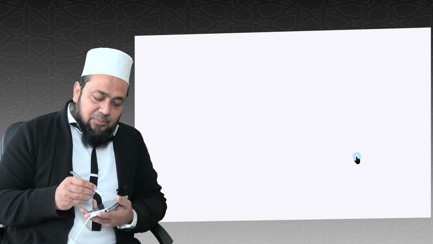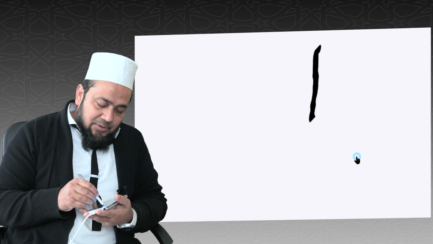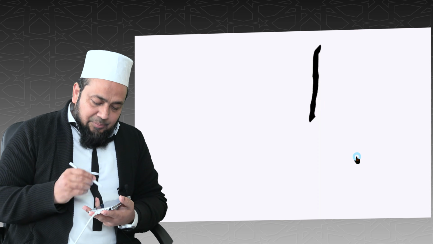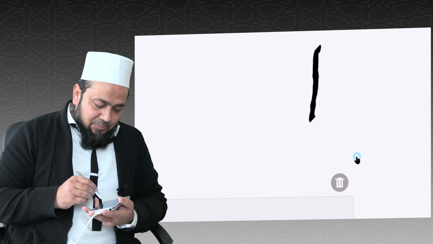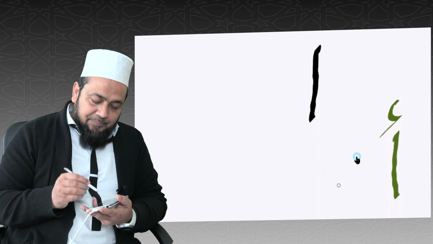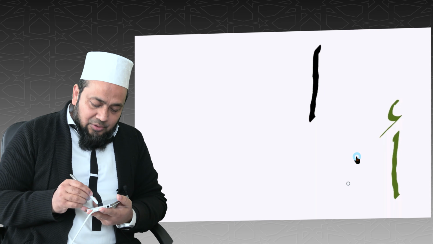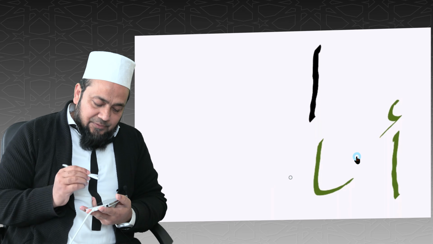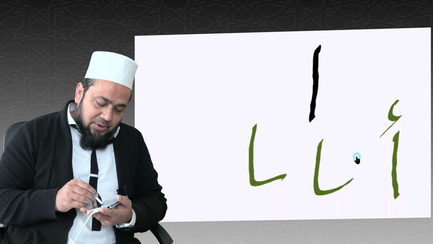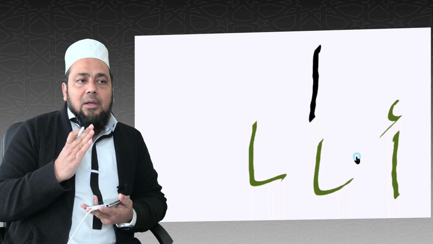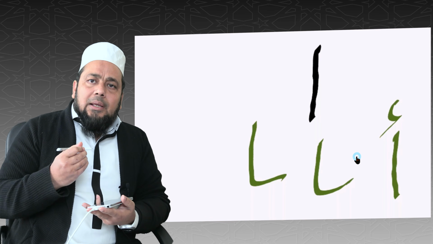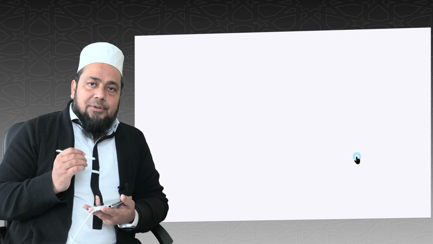The stand-alone shape of Alif is this one. When it goes at the beginning of the word, the shape of the Alif is like this. When it goes in the middle of the word, the shape of the Alif is like this. When it goes at the end of the word, the shape of Alif is like this. Middle and ending shapes are more or less the same. Let's move on to the next letter.